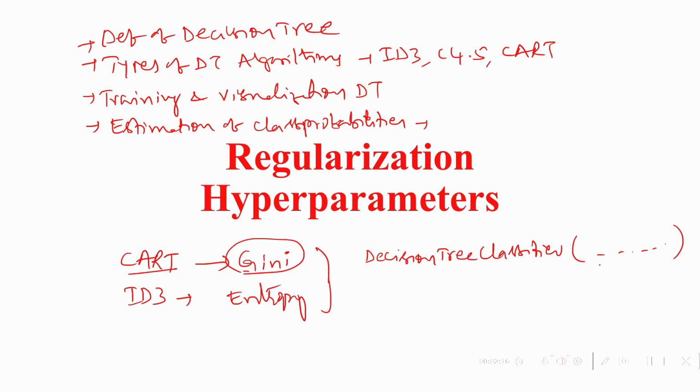Suppose you want to construct the decision tree with the help of ID3 algorithm. So here we are going to change the default value of criterion. We have to change it to entropy. So internally it uses the concept of entropy, and we are going to construct the decision tree with the help of ID3. Like that we are going to construct the decision tree.